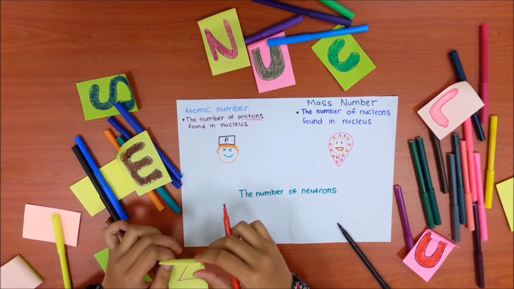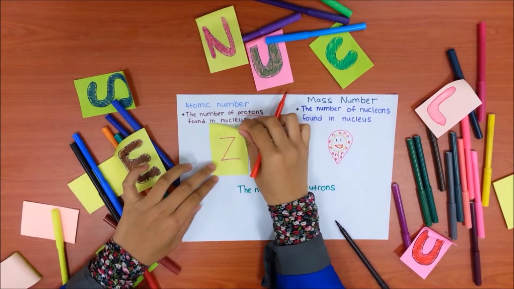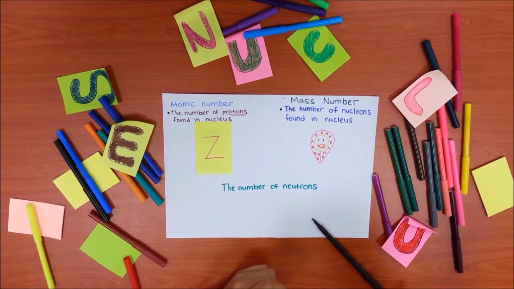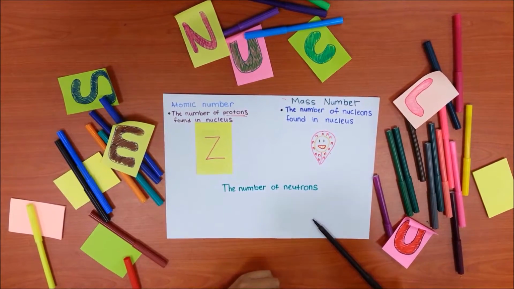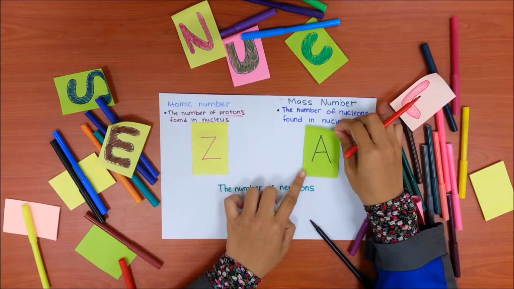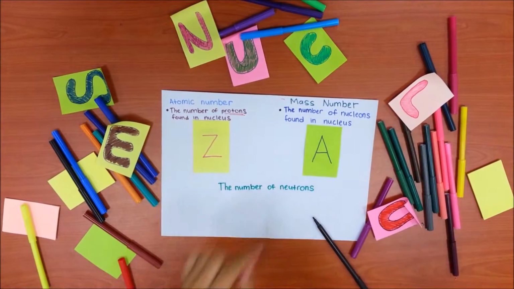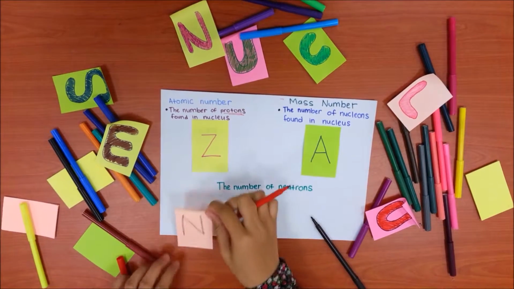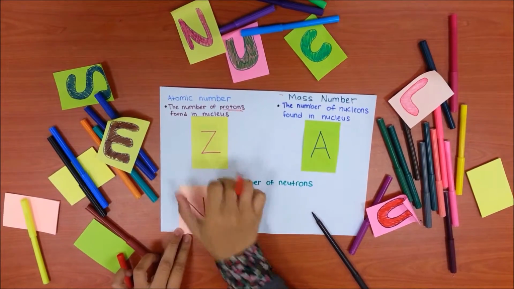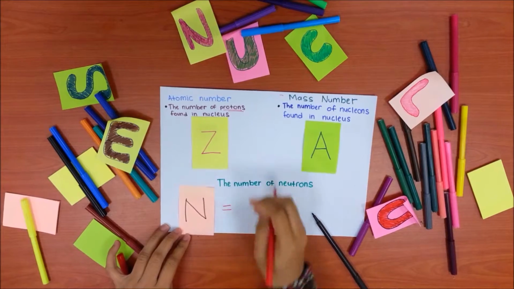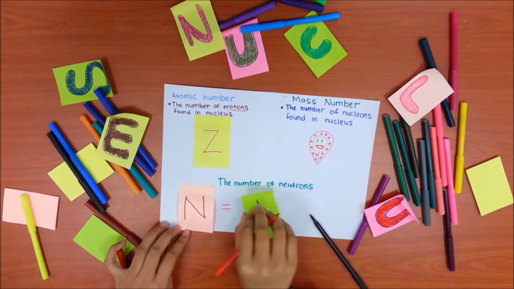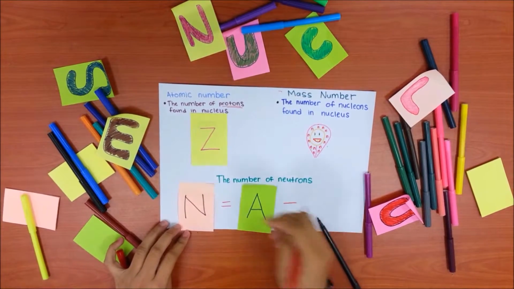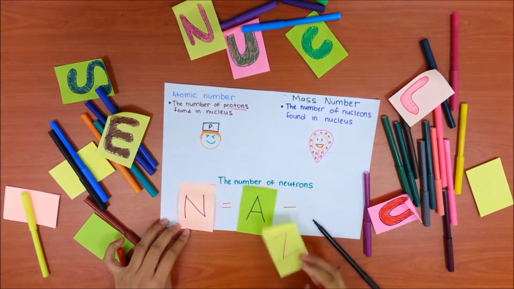found in the nucleus, represented by the letter Z. Mass number is the number of nucleons found in the nucleus. It is represented by the letter A. The number of neutrons, represented by the letter N, is equal to A minus Z.